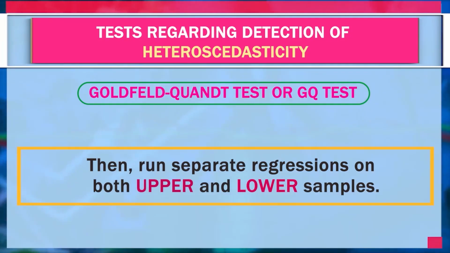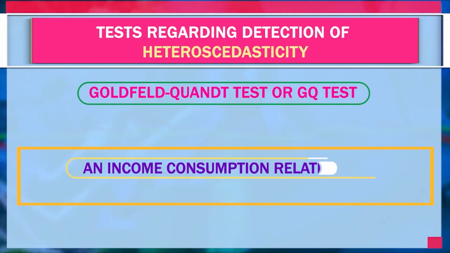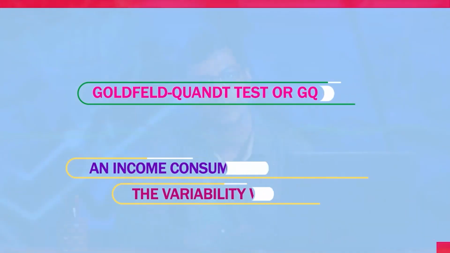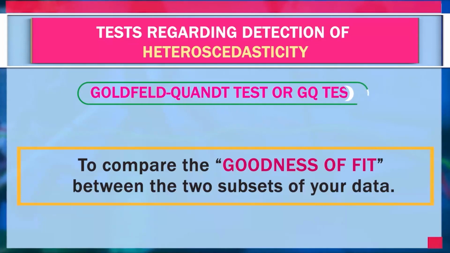Because if we examine the income-consumption relationship, we will observe that variability exists for the low income groups and for the high income groups. So we are not interested in the middle income groups, but in the lower and the higher income groups where the variability will change. Accordingly, we do separate regressions for them and compare their respective goodness of fit: the goodness of fit for the upper income group compared to that of the lower income group.